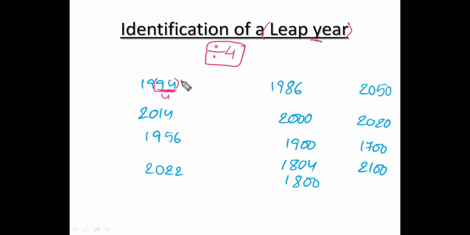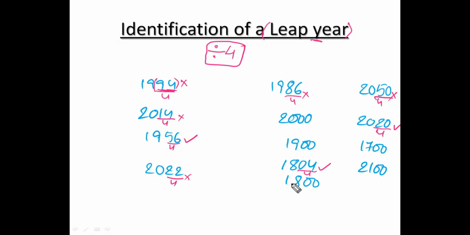94, is it divisible? No, not a leap year. 14 divisible? Not a leap year. 56 divisible? Yes, it is a leap year. 22? Not a leap year. 86? No, it is not divisible, not a leap year. Keep it aside. 1804. 04? Yes, it is divisible. 50? No, it is not divisible. 20? Yes, it is divisible. So all the tick marks are leap years and cross marks are non-leap years.